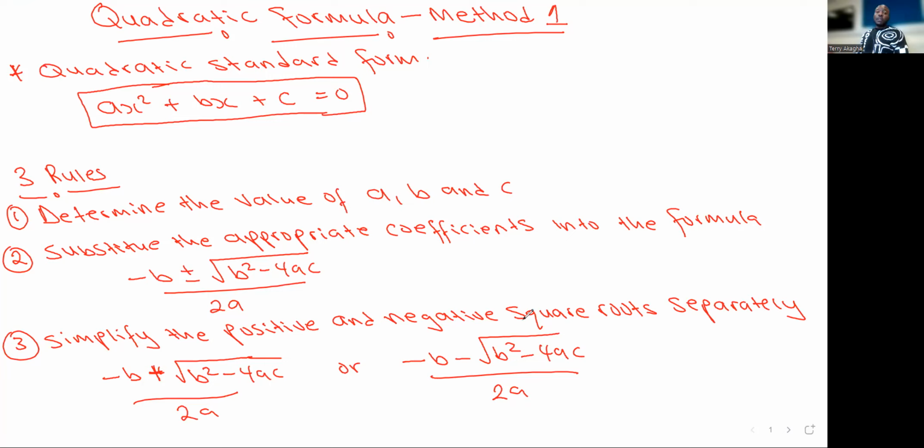I'll go to the second method in the next video, when we talk about the factorization method. The factorization method has 4 types. We have the common factors, the difference of 2 squares, the trinomials where a equals 1, and the trinomials where a is not equal to 1. So we'll see you in the next video, which is method 2.